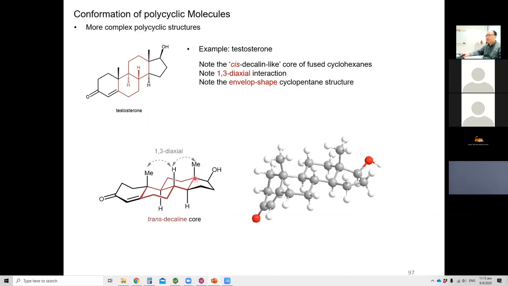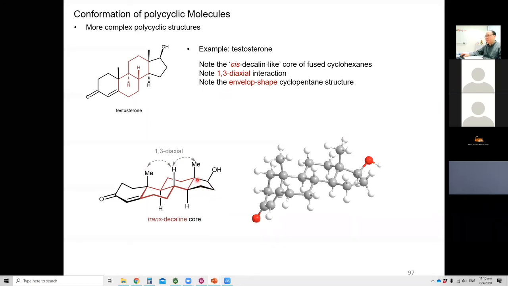Okay, so you can see these 4 carbons are on the same plane, and the other carbon is out of the plane. So this carbon is out of the plane of the envelope that is composed of these 4 carbons.